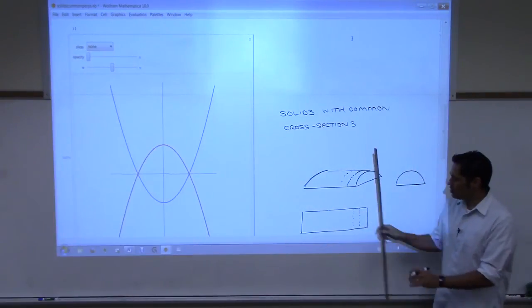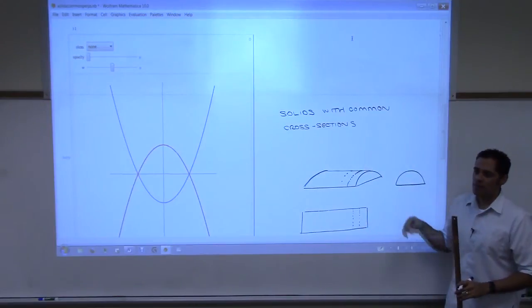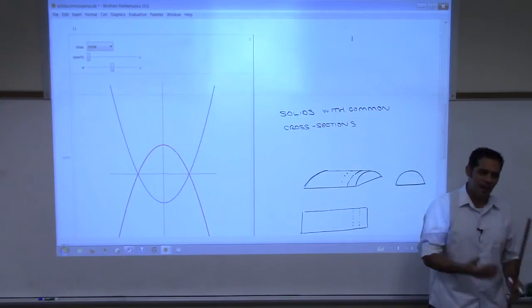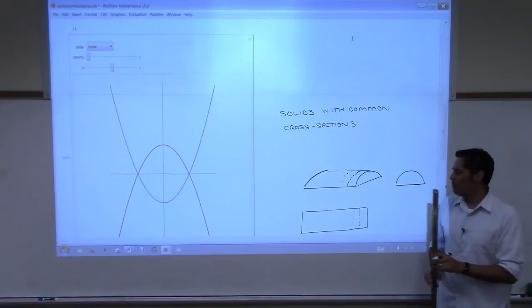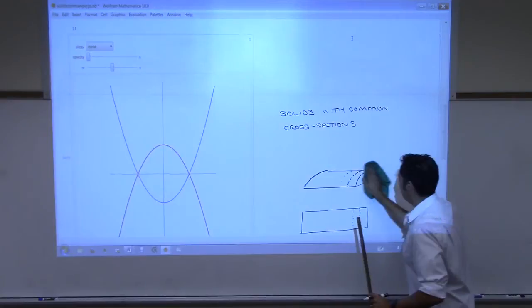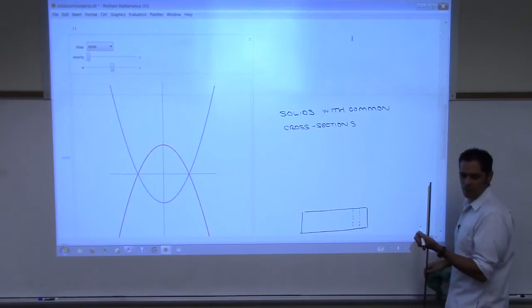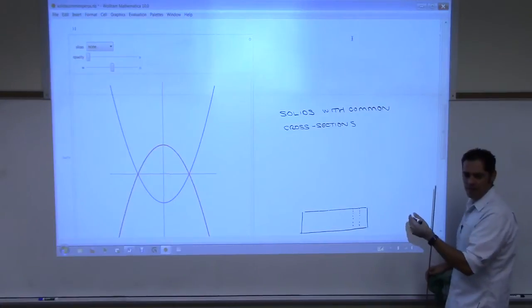Our cross sections all have to look the same, like they all have to be semicircles, but they don't necessarily have to be the same size. Or maybe when I do a cross section, I don't get semicircles, I get something else. There was a problem like that on the homework, and you probably couldn't do it because it was number 38 and 39.